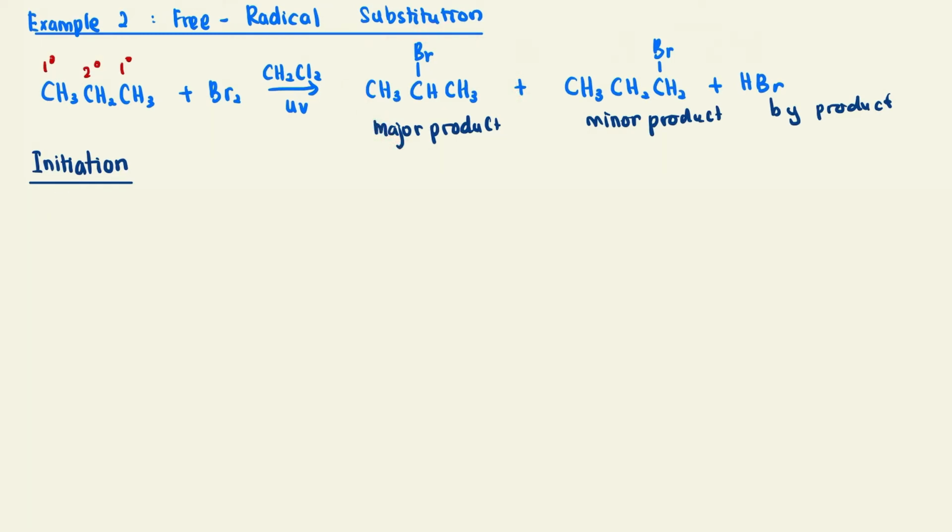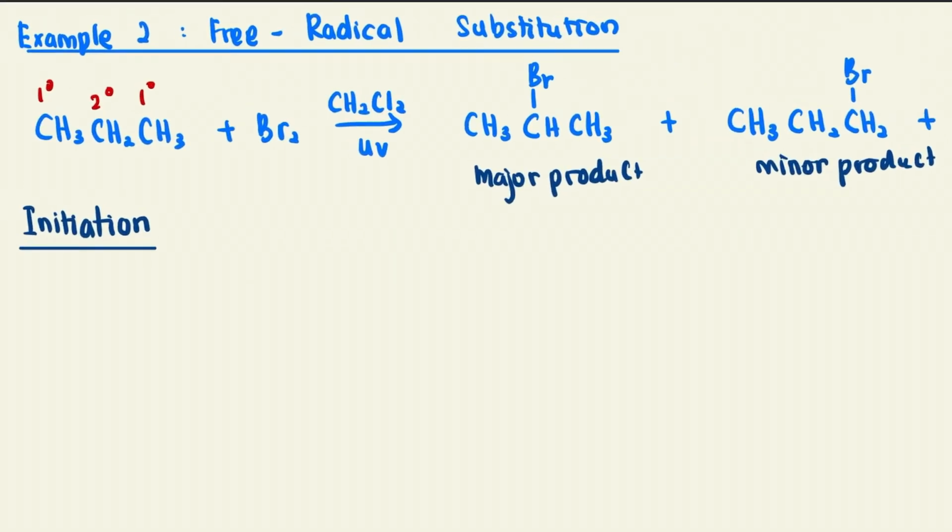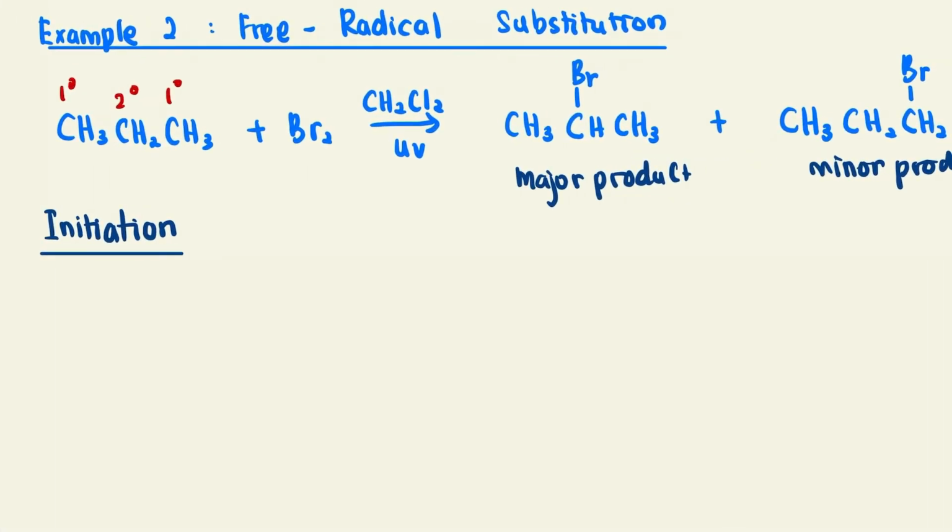Okay, so we continue to the initiation step. We know that the initiation step is the step where the free radical is first produced, and then it will trigger other reactions. In this case our reagent is bromine, so bromine is reacted in the presence of UV.